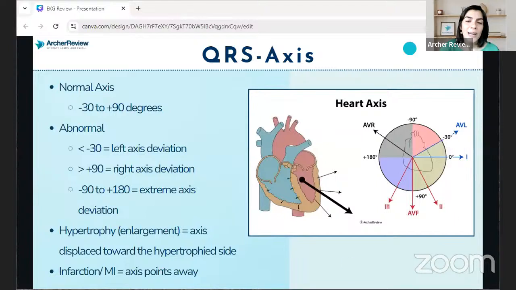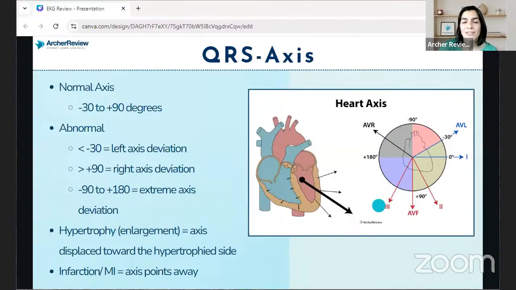But QRS axis basically tells you the direction that the electricity, or that electrical conduction system, is moving in your heart. And remember, it's always going to be slightly deviated to the left because the apex of the heart is always slightly pointing to the left. So a normal axis is going to be between -30 and 90. And so you're looking at these leads to determine if it's normal or if it's abnormal, if you have a left axis or right axis deviation, or in some cases, extreme axis deviation, which I've never seen.